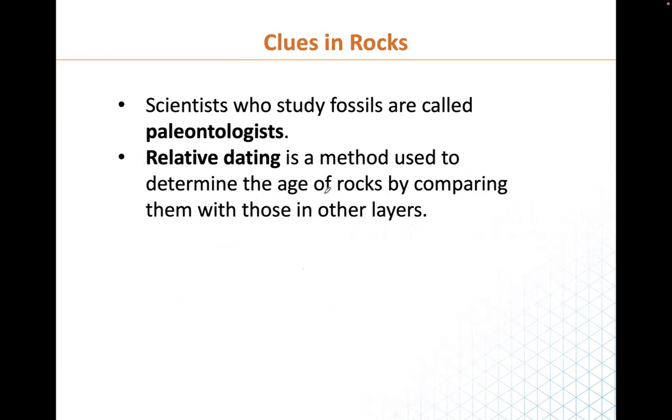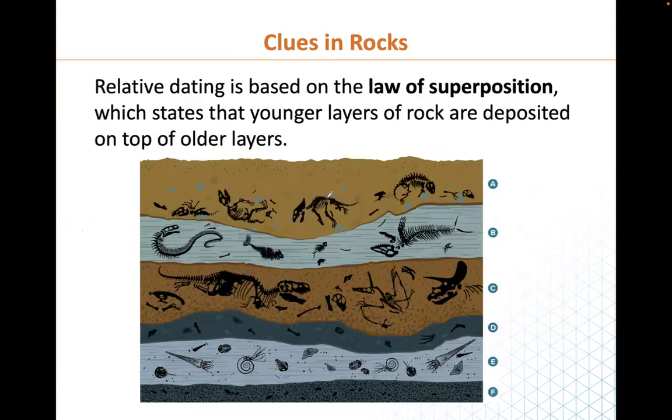Relative dating is a method which has been used to determine the age of rocks by comparing them to those in other layers. Relative dating, as the name implies, is relative to something. When we talk about relative, that is to say you're comparing something with another thing. So it's a method of determining the ages of rocks by comparing them with the layers of other rocks.